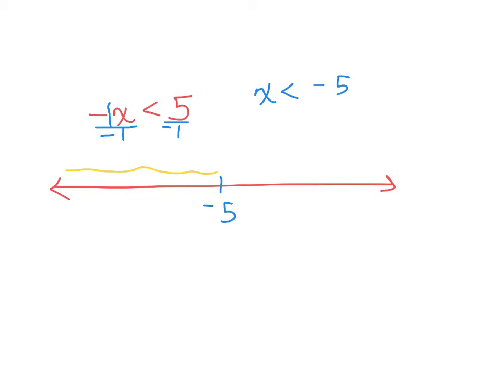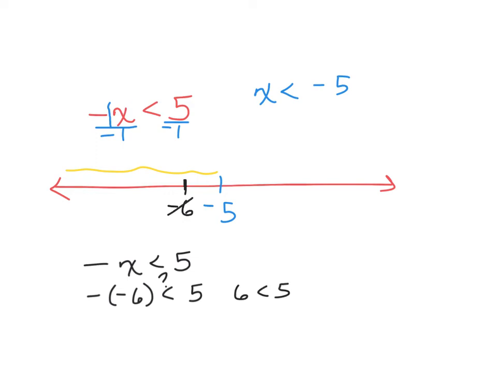But let me check some of these values here. If x is negative 5, well, it's not inclusive, so I don't want to try negative 5. Let me try the next one down, negative 6. And I'm going to go back to that original inequality. Is it true that the opposite of negative 6 is less than 5? Well, the opposite of negative 6 would be 6, is 6 less than 5? That's not true. Wait a minute. Something happened there. That is not included in my inequality.